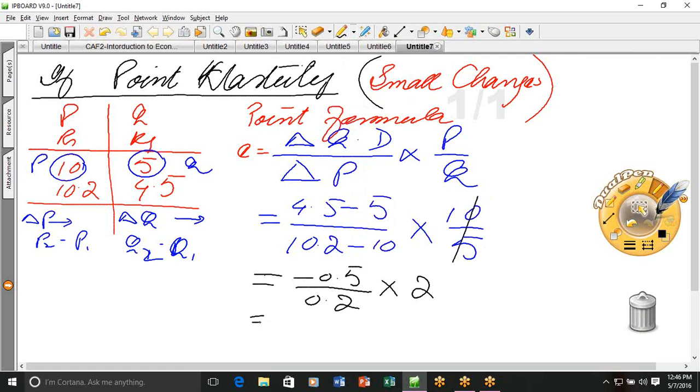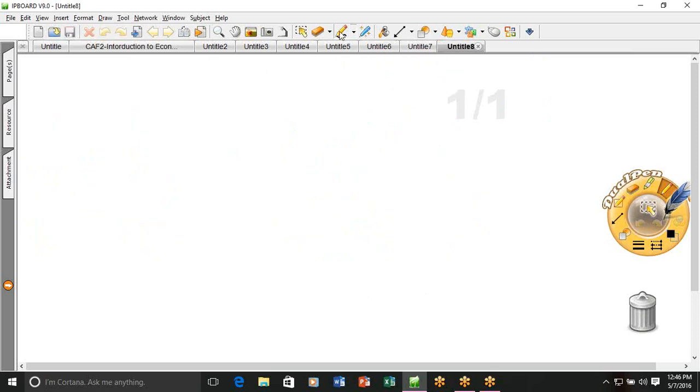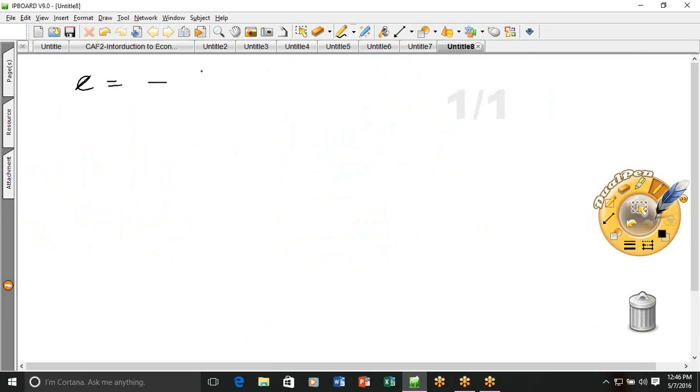Okay. So by subtracting and dividing 0.5 divided by 0.2 multiplied by 2, that is 5, minus 5. अब इसको भी उसी तरह से ही हम लोगों ने एक्सप्लेन करना है. That E is minus 5. Here again minus is sign of inverse relationship.